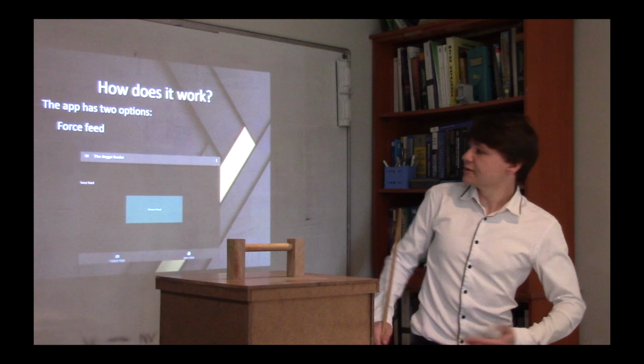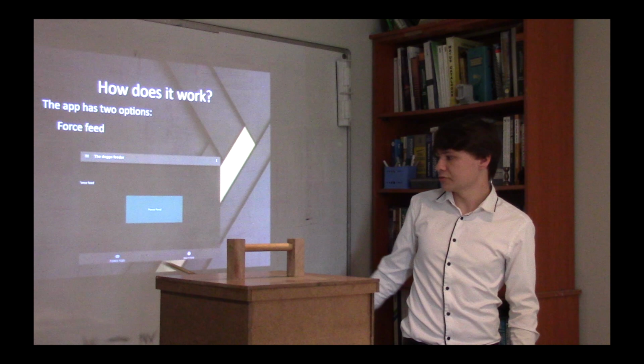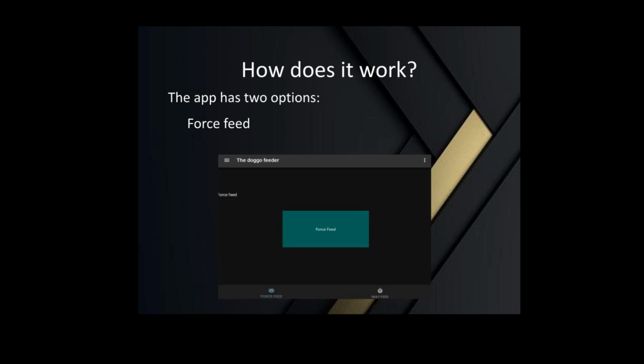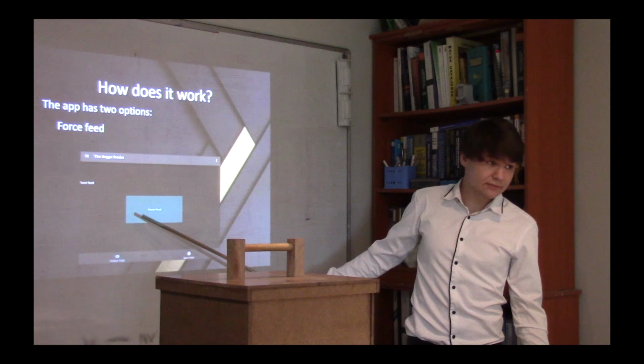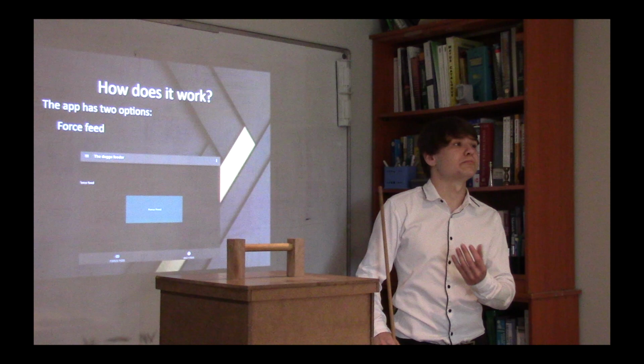Okay, so how does my app work? I have two tabs so far: the force feed option, and the daily feed option. So let's start with the force feed. It's just a simple button. When you click on it, it instantly sends a message, and the motor in the feeder turns on, and then food comes out.